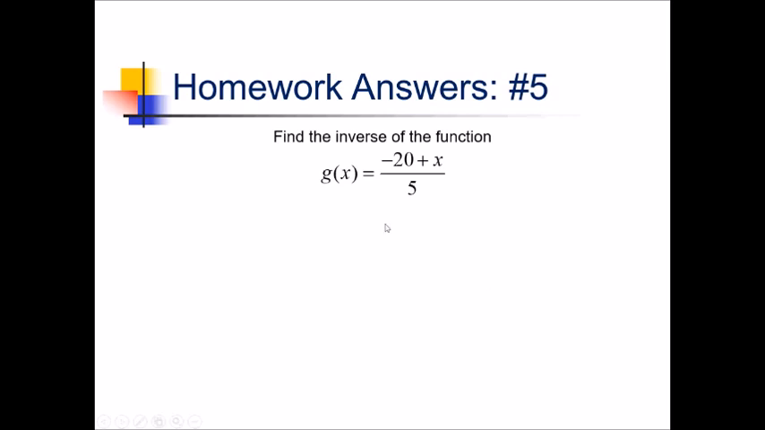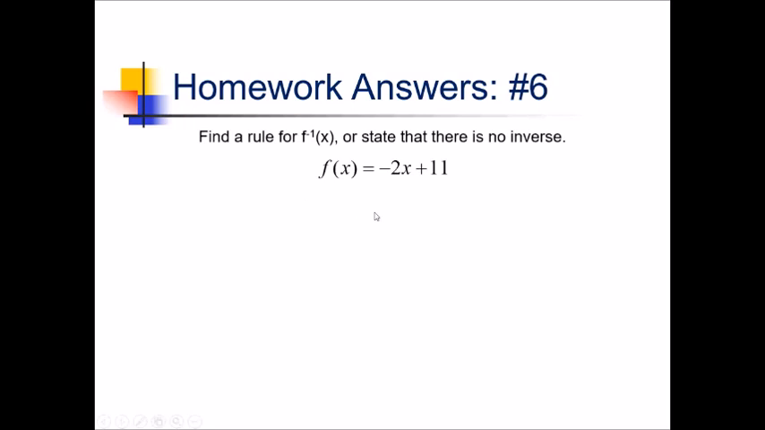To find the inverse function on this one, we're going to switch x and y and then solve for y. So I've got x equals negative 20 plus y over 5. And then to solve for y, I have to first get rid of this fraction by multiplying 5 by both sides. So we'll have 5x over there. And then we just have to add 20 to the other side. So I can write g inverse equals 5x plus 20.